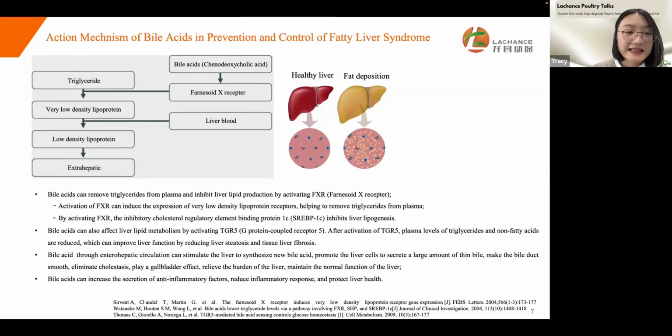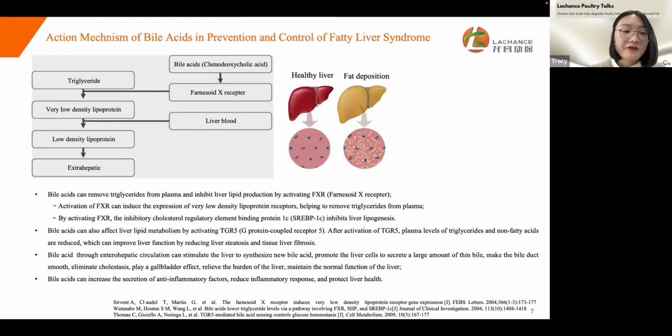And also bile acids can affect the liver lipid metabolism by activating TGR5. After activation of TGR5, plasma levels of triglycerides and non-esterified fatty acids are reduced, which can improve liver function by reducing liver steatosis and liver fibrosis.